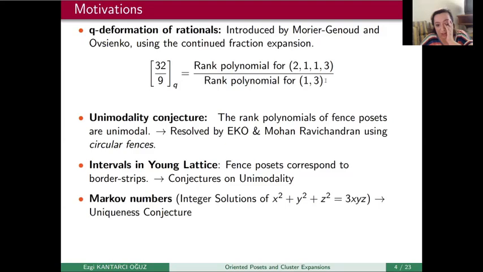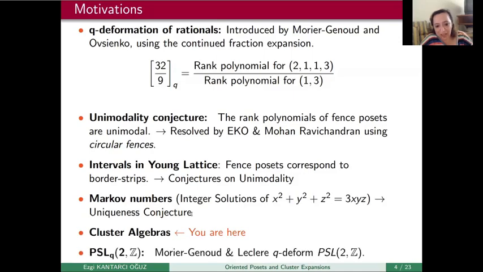And then there are Markov numbers, which are a recent interest. They're actually an old-fashioned kind of mathematics. You are just looking at integer solutions of a polynomial in x, y, and z. And there is a 100-year-old conjecture called the uniqueness conjecture, which is also very straightforward to state and very fun to play with. There are also some connections to cluster algebras, which we'll talk a bit about today.